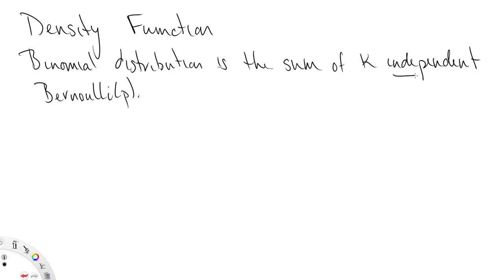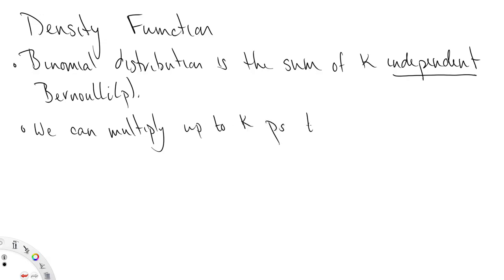We have added this word now, independent, which tells us that we can multiply, let's say, up to k p's together. And remember, p is the probability of observing a 1 from any individual Bernoulli.